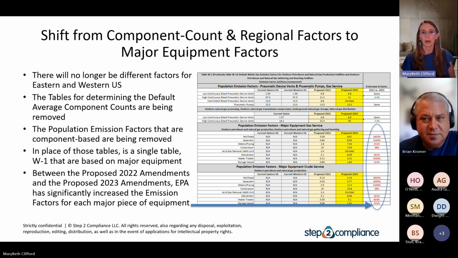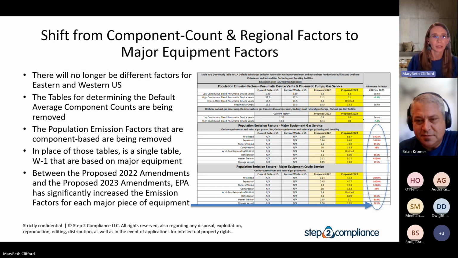It's a little bit hard to see completely on here, and I know we're running low on time, but I will still try to leave us with a couple of minutes for questions. The biggest thing is there's a shift from component count and regional factors for determining your emissions to using major equipment factors. That came out in the 2022 version, and it's been revised in the 2023. This table shows you the difference between what had been, how it pretty much all went away and changed, what was proposed in 2022, and then what's been proposed in 2023.